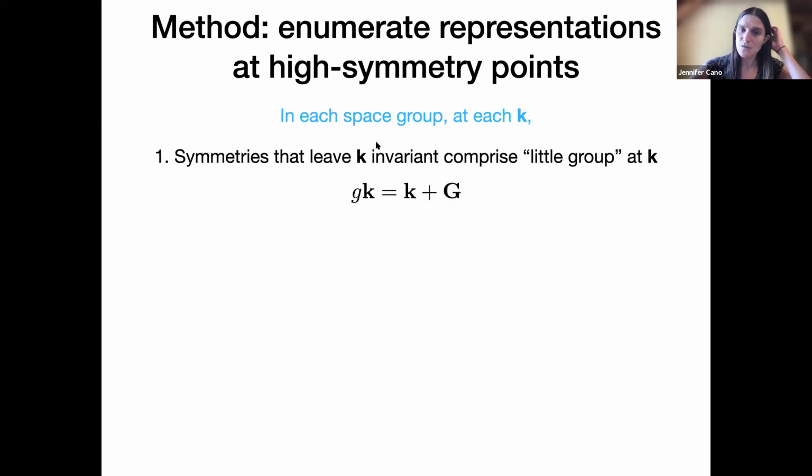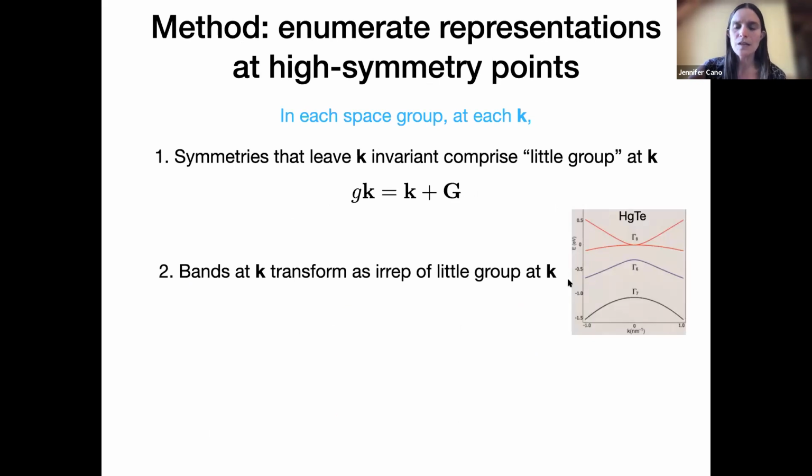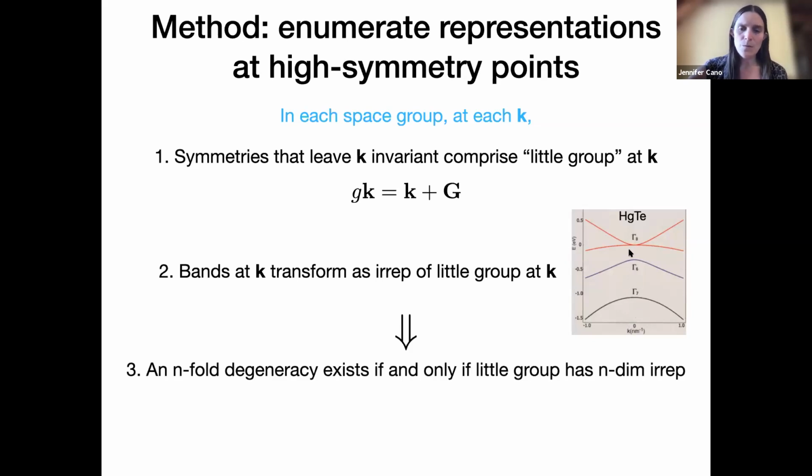In each space group, at each k, you have this little group of k, which I defined on Monday or Tuesday, the set of symmetries that leave that k point invariant. This is just saying it can be invariant up to a reciprocal lattice vector. So if you look at some particular k point, the bands at that k point are transforming as irreps of that little group. So some classification then of symmetry protected degeneracies at high symmetry points is to look at the dimension of the little group. What are the dimensions, not the dimension of the group, but the dimensions of the irreps of that group.